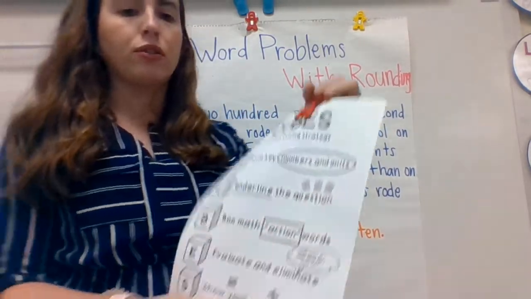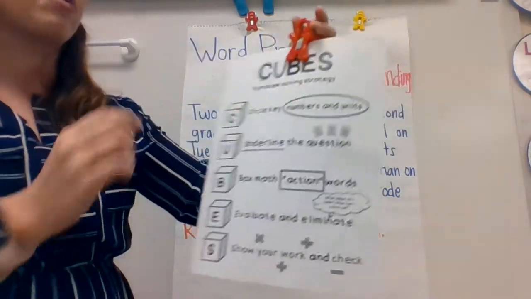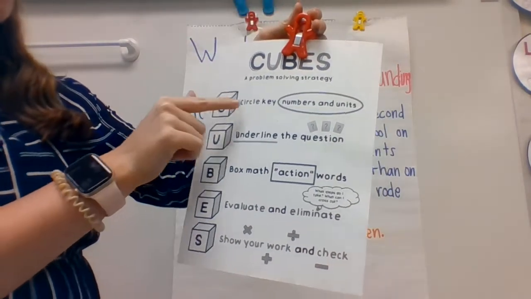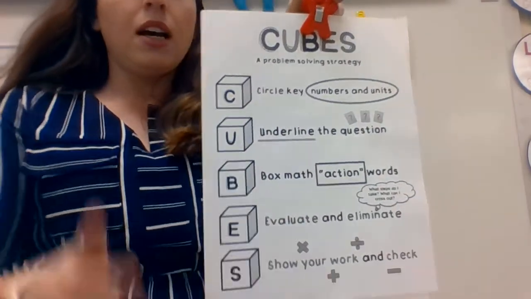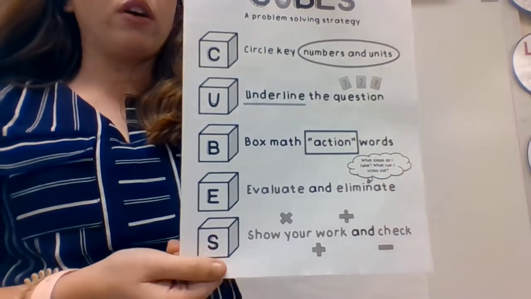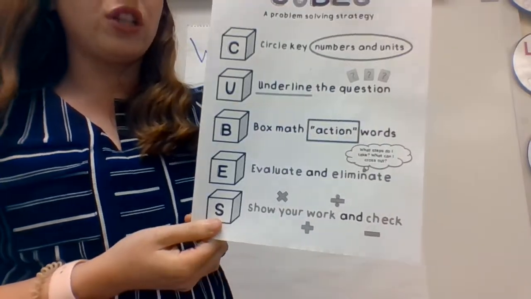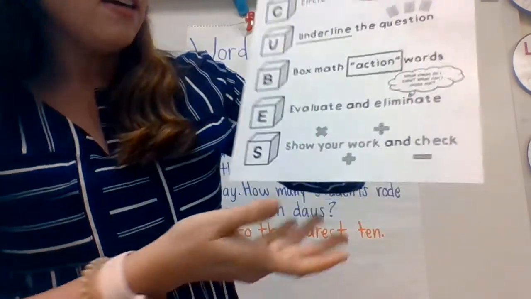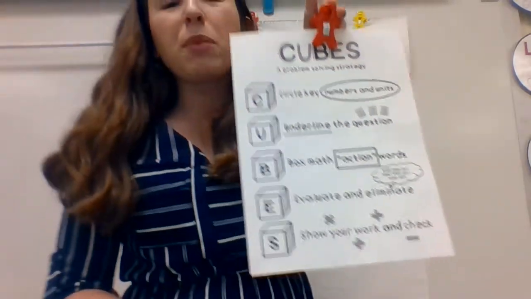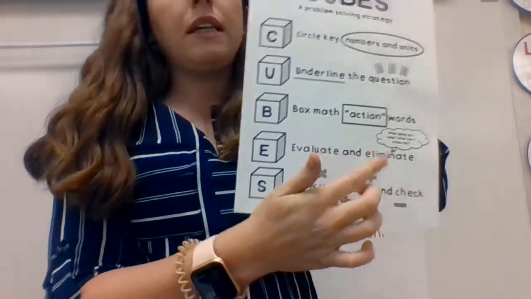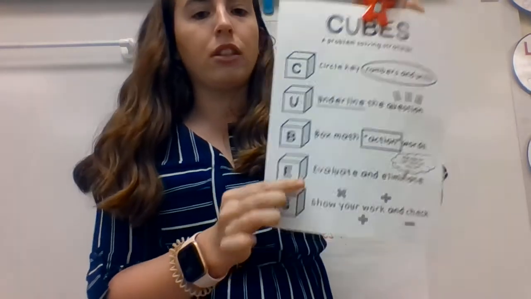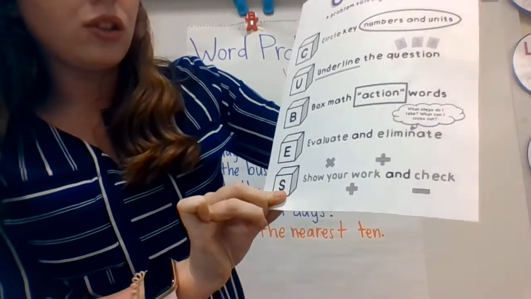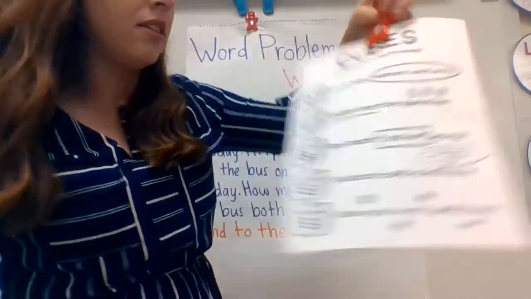But before we start, I want to review with you the CUBES strategy, which is a problem-solving strategy. So remember, the C in CUBES stands for circling the key numbers in units. The U stands for underlining the question. B is to box math action words. E is to evaluate and eliminate. And remember, in second grade word problems, there really isn't going to be a lot of things to eliminate, so you're really just going to evaluate the problem. And the S is to show your work and check.